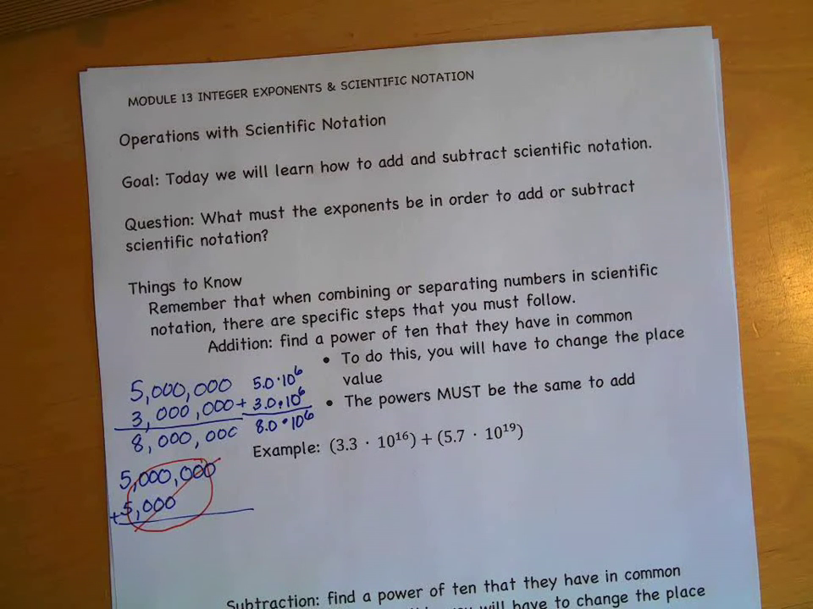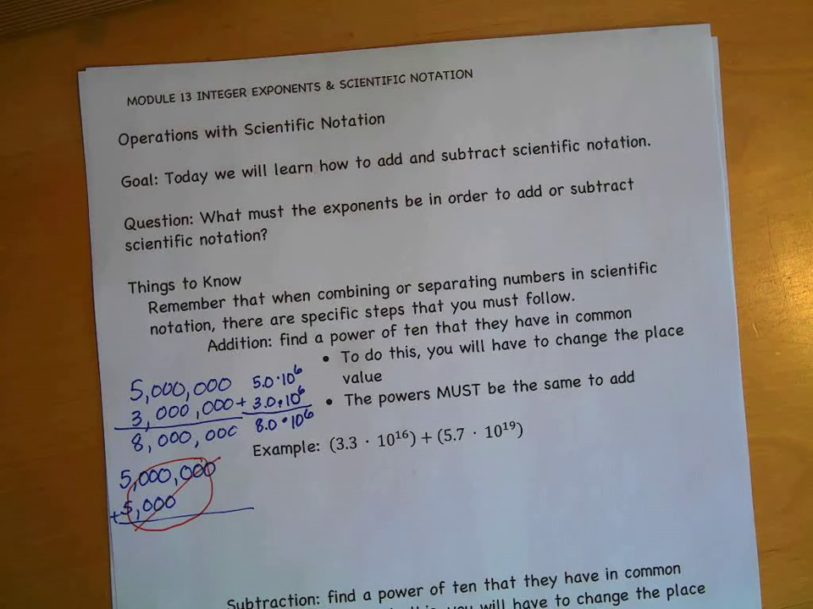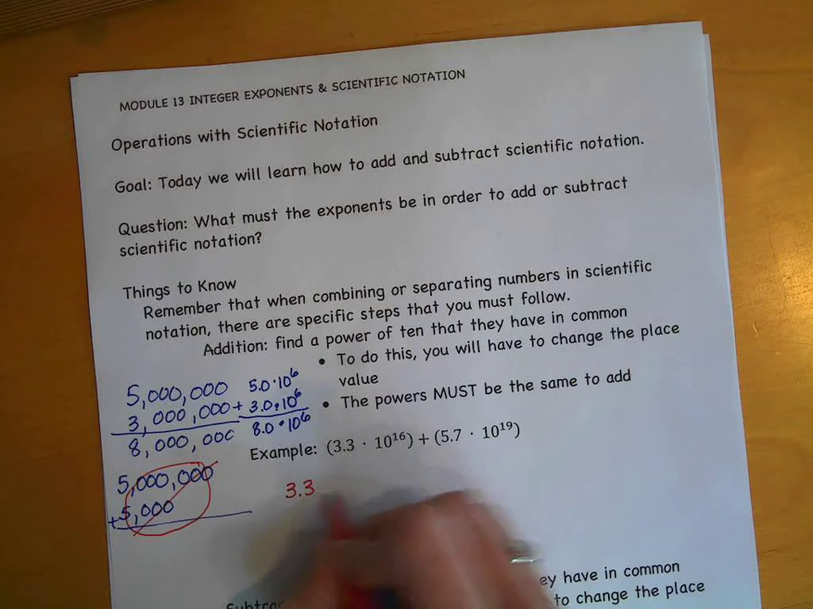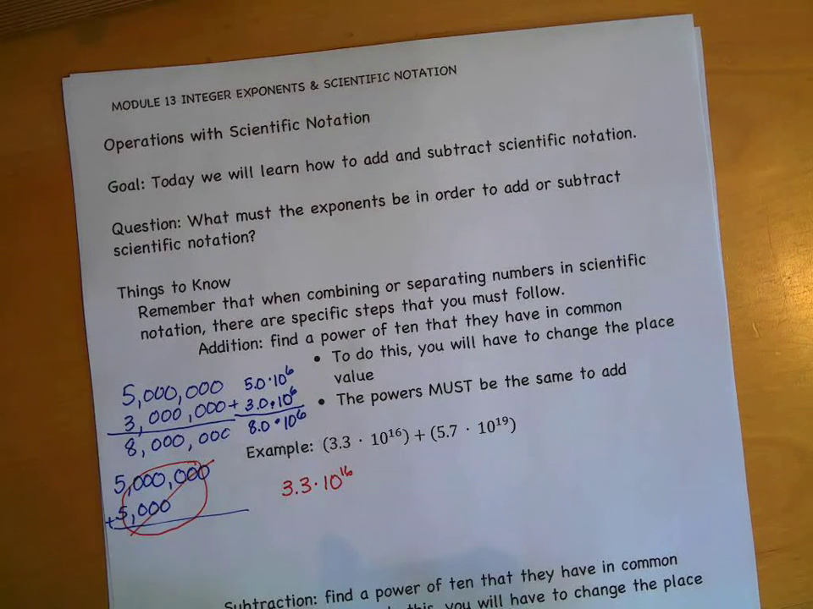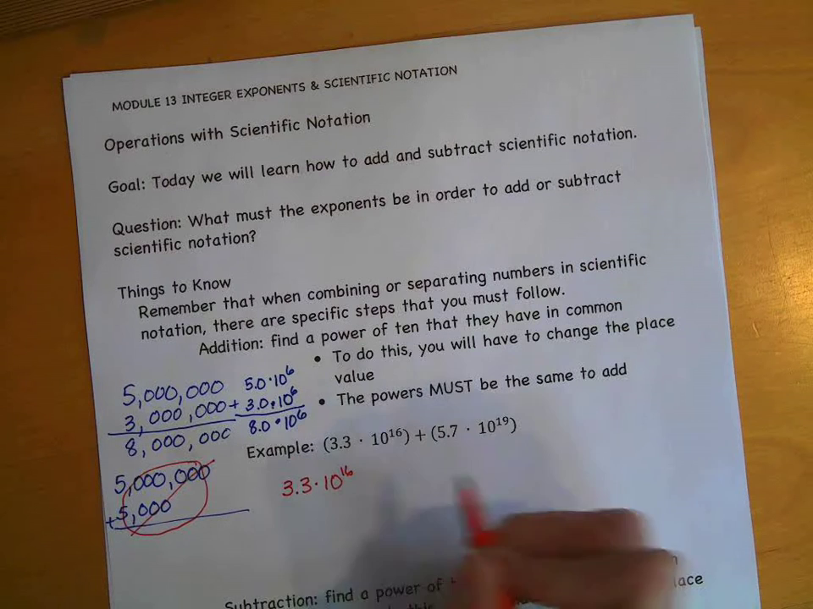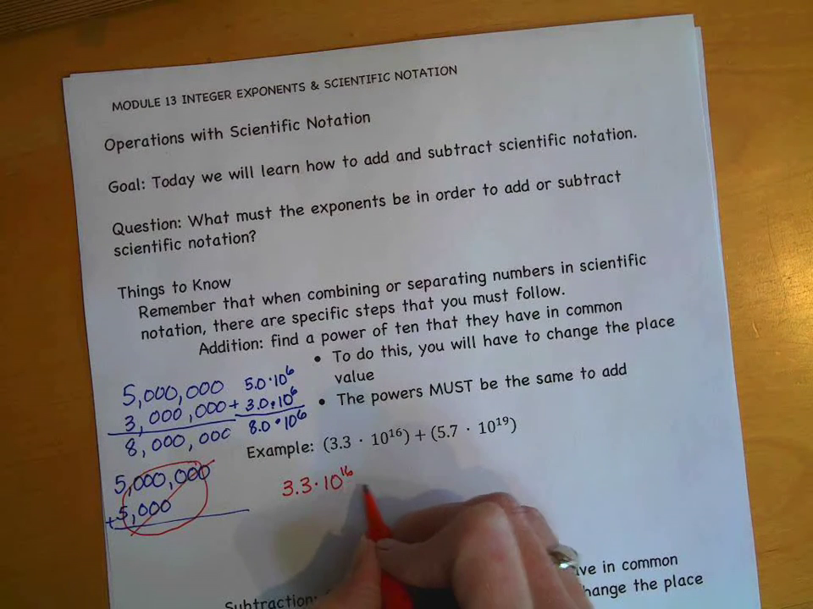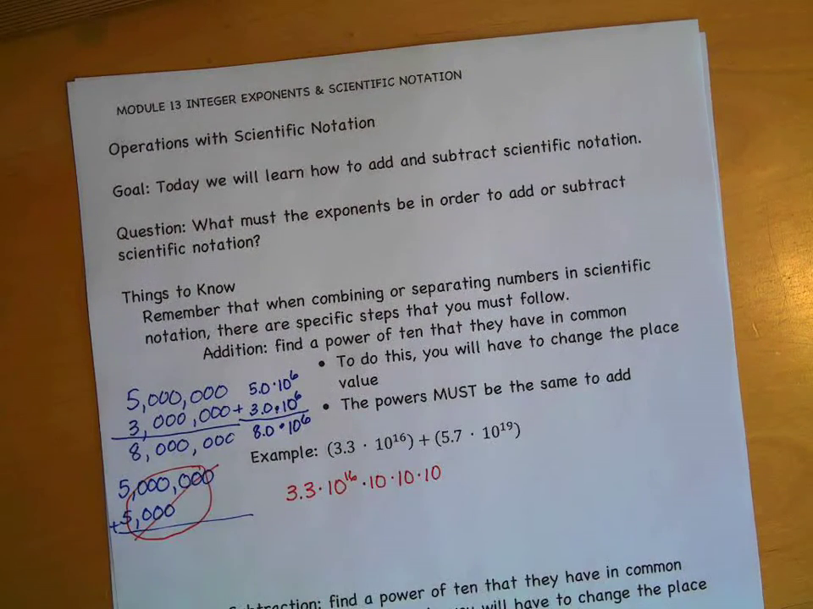So in order to have the scientific notation where you have the powers the same, you are going to take the number that you're trying to convert, so 3 3/10 times 10 to the 16th power, and multiply it by the number of tens that we need. So we just said that we need to multiply it by 3 tens. So here's 1 ten, here's 2 tens, here's 3 tens.